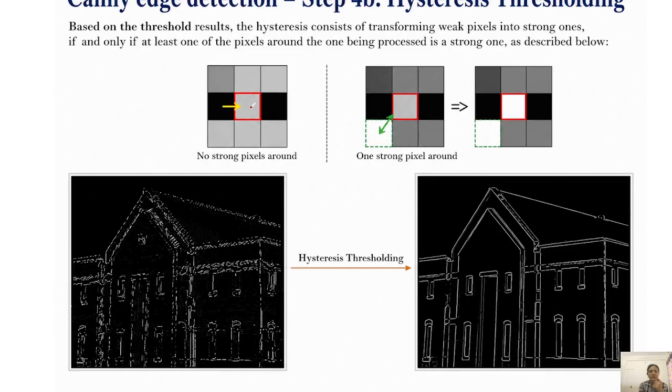White is surely an edge. Whatever is coming in the gray, we have the problem of whether it is an edge or not, so that we have to consider. Now we can see here we have a gray pixel, and we have to check all the 8 neighborhoods.